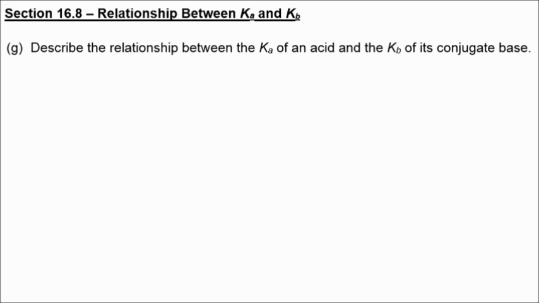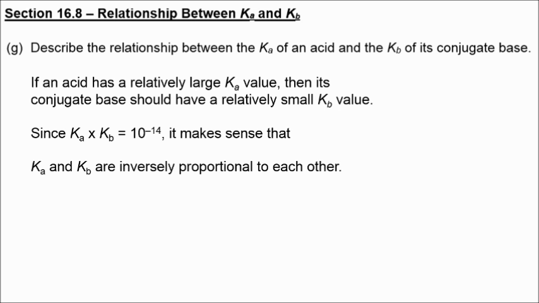Describe the relationship between the Ka for an acid and the Kb for its conjugate base. Well, they're going to be inversely proportional, because if an acid has a rather large Ka value, it would have to have a rather small Kb for the conjugate base. So Ka and Kb are inversely proportional to each other.